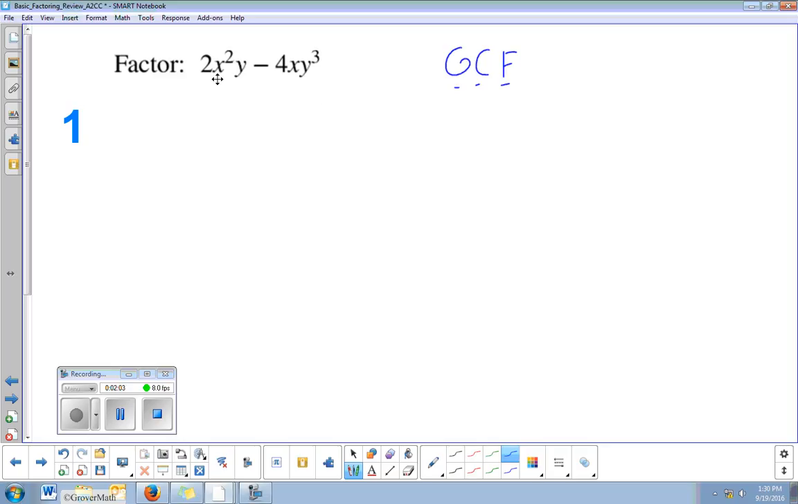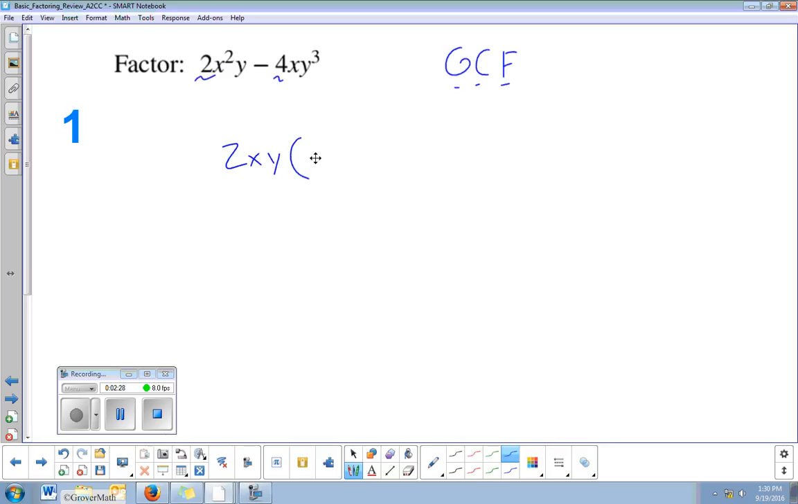So what's in common here? Well, first we look at the numbers 2 and negative 4. They could both be divisible by 2, and they both have an x. Now I want to take the lowest exponent they have in common. So we have two x's here, one x here, so I can only take 1. I can't take 2 because this doesn't have 2. It only has 1. And the same thing for y. This has 1 y and this has 3, so I can only take 1. So that's what's coming out.